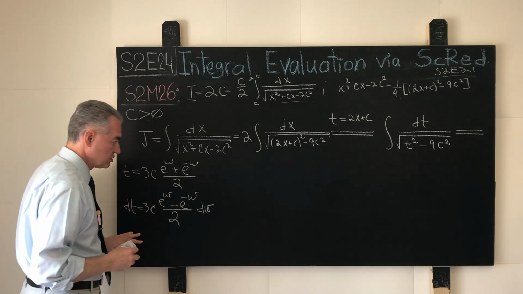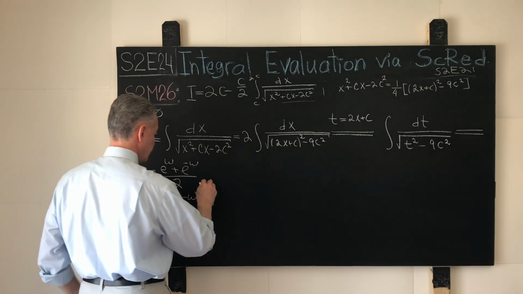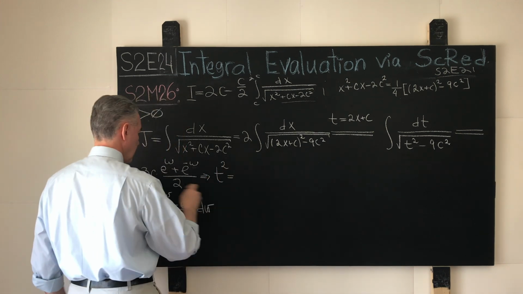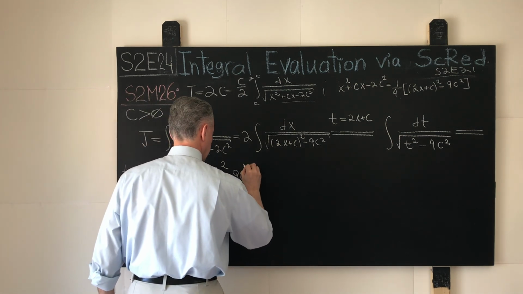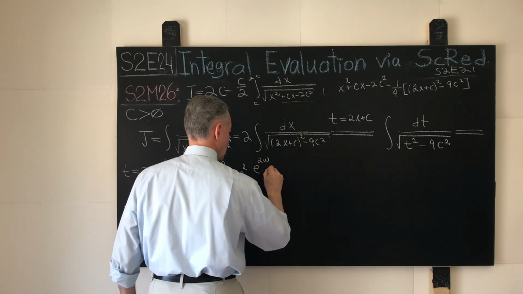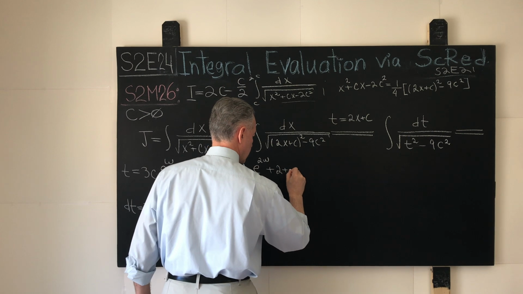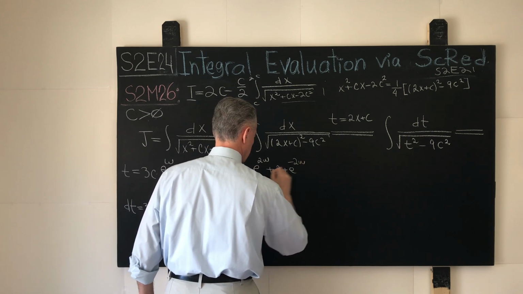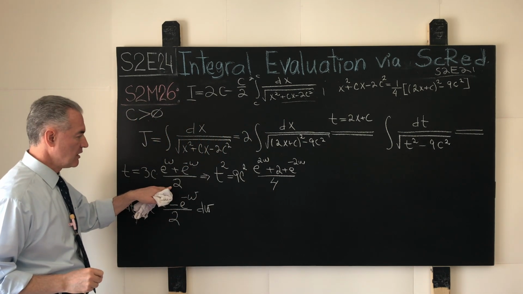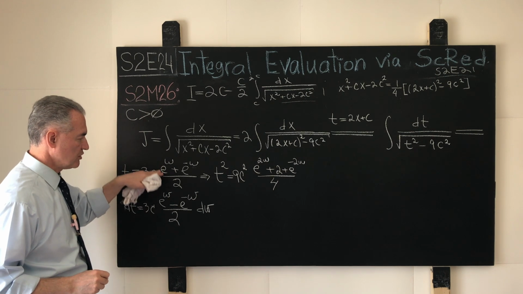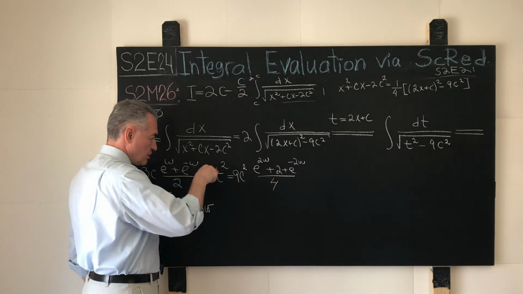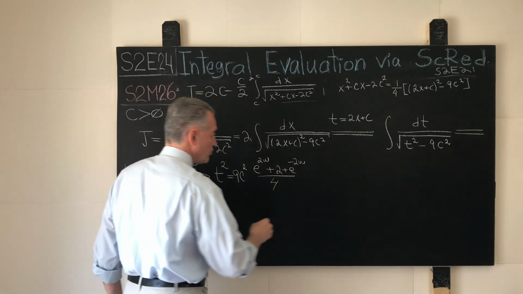Next, let us compute t squared. What is t squared? From here it follows that t squared will be 9c squared times (e to the power 2w plus 2 plus e to the power negative 2w) over 4. This is again nothing beyond the middle school curriculum. We simply squared both the numerator and the denominator of this fraction, according to the (a plus b) squared formula.